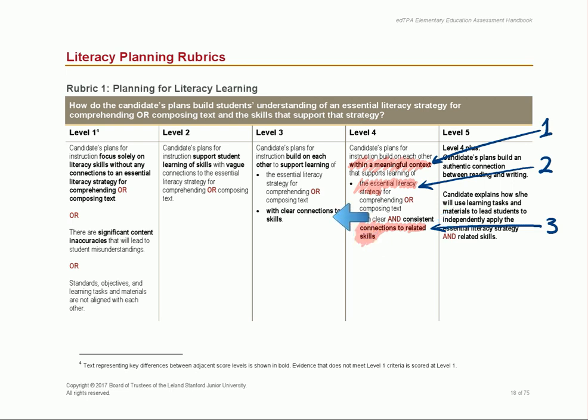So you can see how it takes to move from one to the other. From a 3, you have lessons that build on each other. On 4, they work within a meaningful context. A 3, clear connections. And a 4, it's clear and consistent connections to related skills. All right? So that's how you move from a 3 to a 4 on this first rubric. Let's go to this next one, the second one.